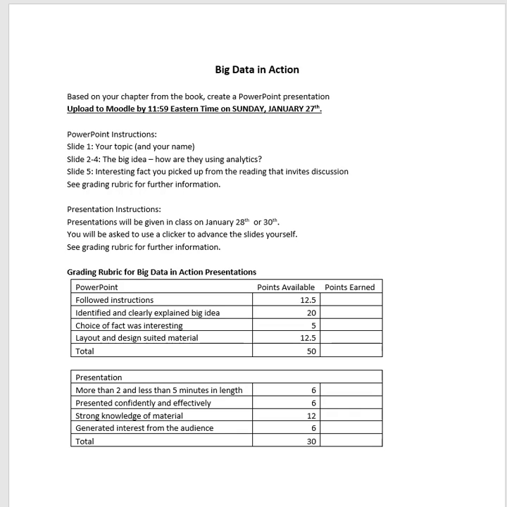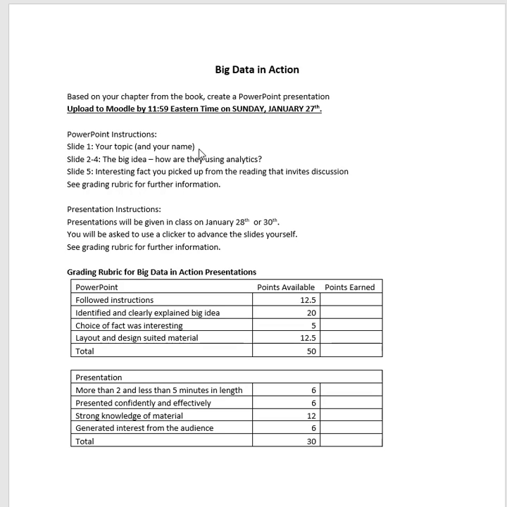So for the Big Data in Action project, you will be assigned a chapter from the book Big Data in Action by Bernard Marr. And from this, you're going to be putting together a 5-slide PowerPoint using the instructions put together here. So slide 1 is going to be your topic and your name. Slide 2 through 4, we want to know what the big idea from the chapter was. How is the company that you were assigned using analytics? And finally, slide 5 is going to be an interesting fact that you picked up from the reading that invites discussion. This fact could be anything that you find interesting.